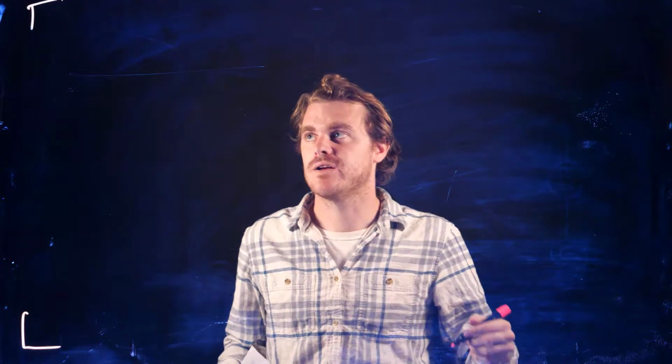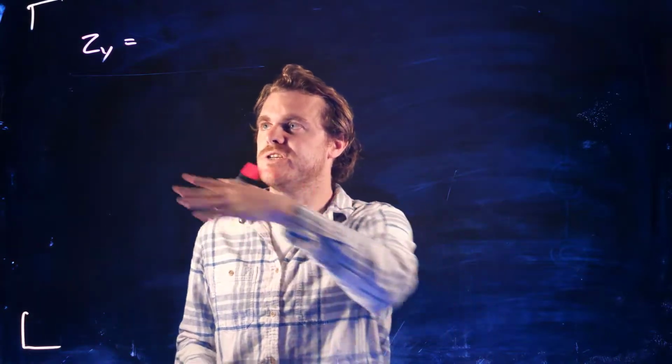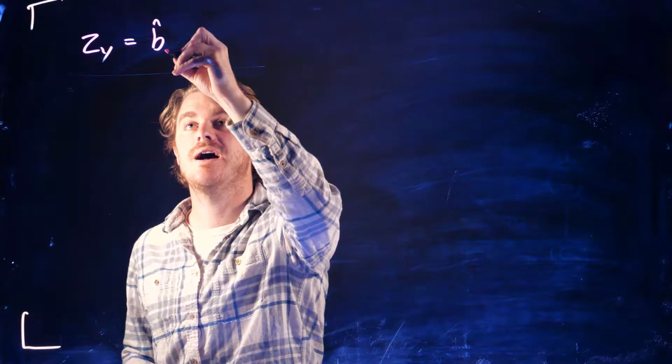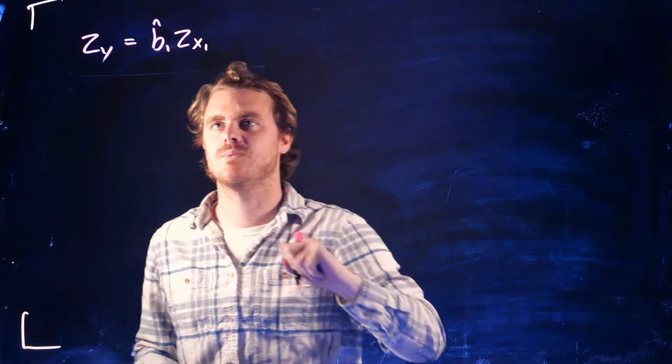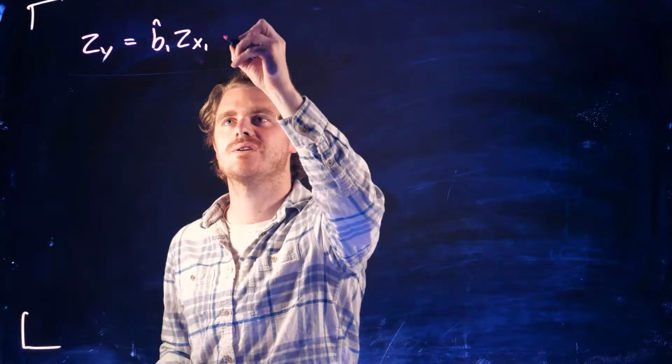So now let's discuss how we can interpret these beta coefficients. So we have our beta coefficient regression. zy equals, we wrote it as b hat 1 times zx1, right? This is the z score for x1. This is the z score for y.